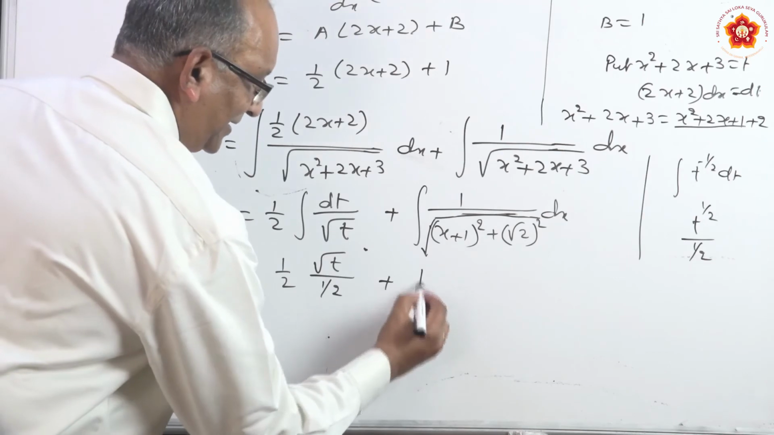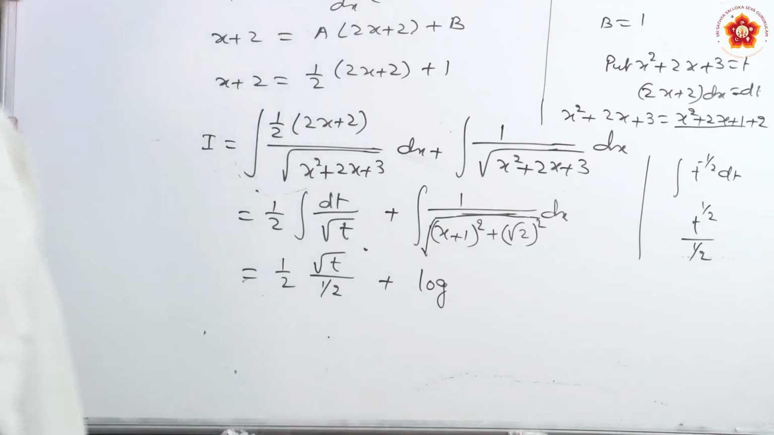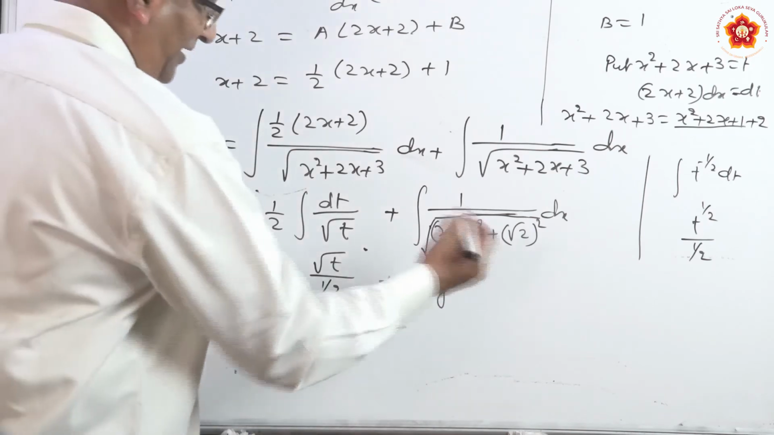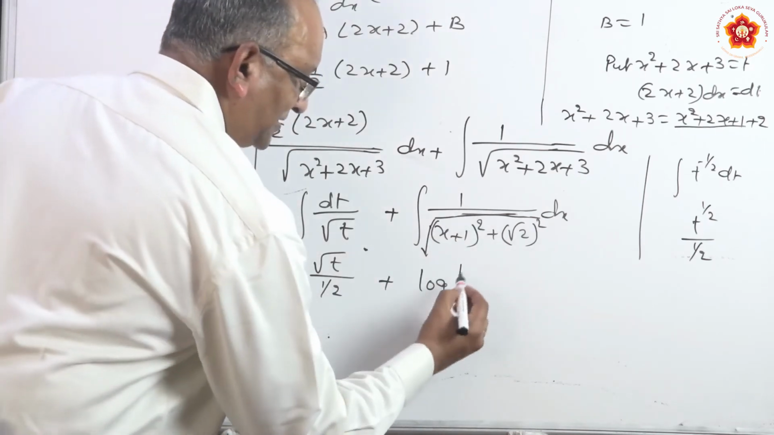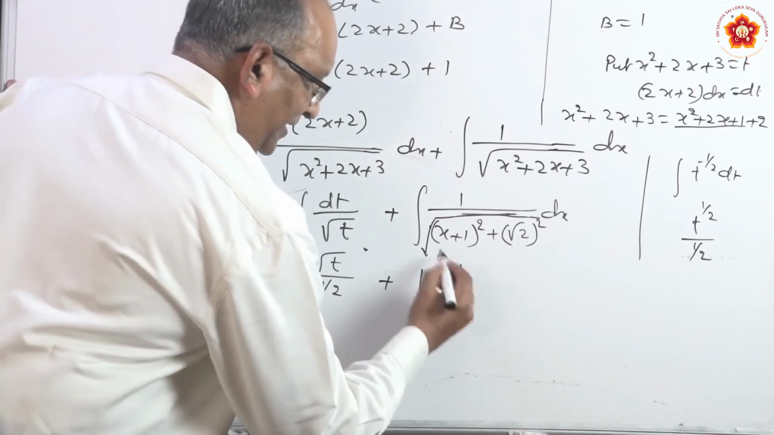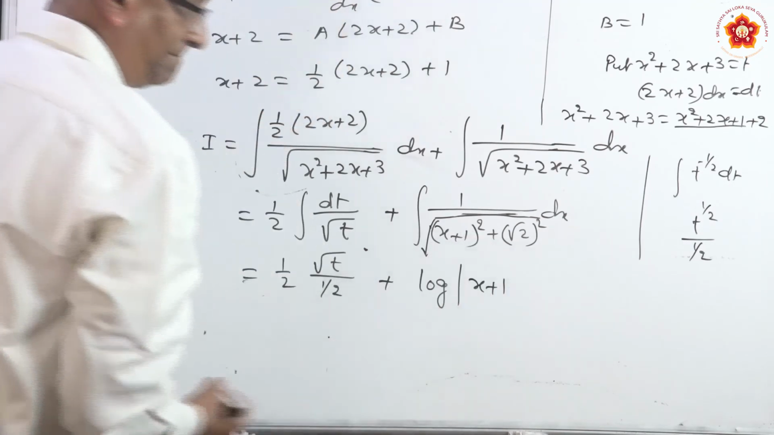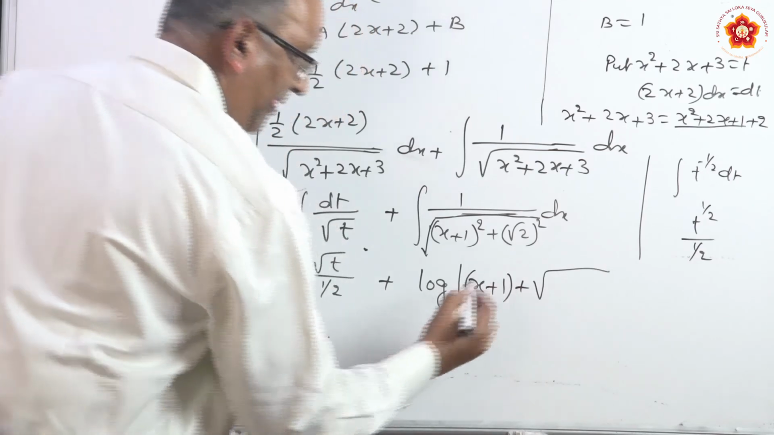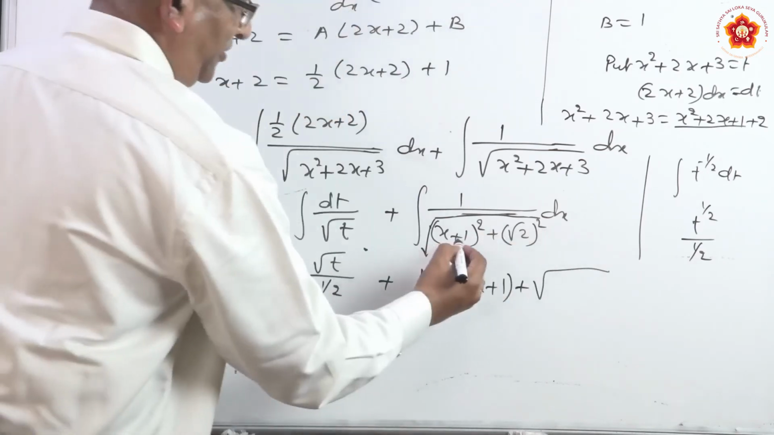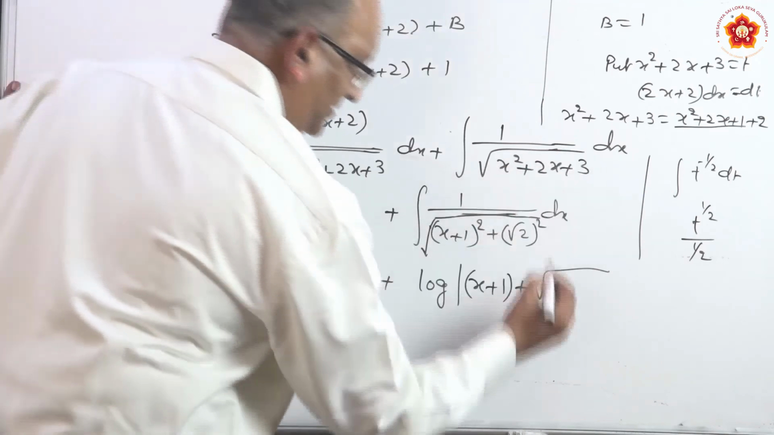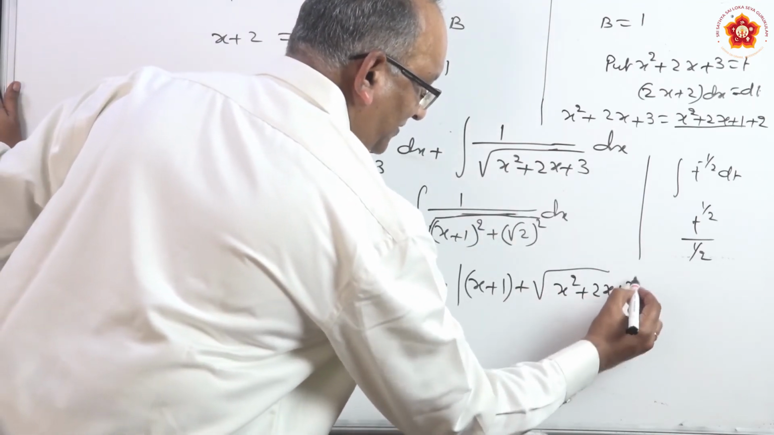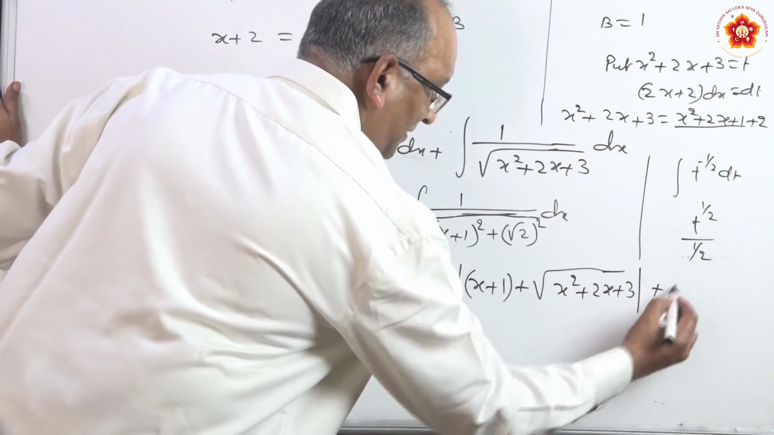We can say it is log, this is a square plus x square type. So, what is the formula? Log modulus of x plus 1 plus under root of the whole thing. And you know, this is nothing but the simplification of x square plus 2x plus 3 plus c.